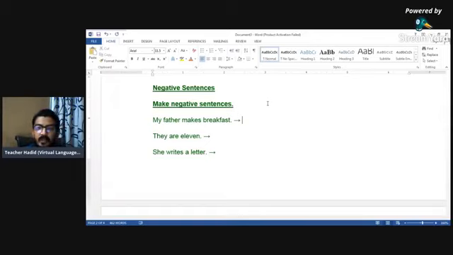Now, my father makes breakfast. How should I say a negative sentence of "my father makes breakfast"? Here, if I say "my father make breakfast," it will be wrong. And why is it wrong? Because I'm talking about my father, a singular person. When there is a third person, when we talk about he or she, we use does. When we talk about I, we, you, and they, we use do.